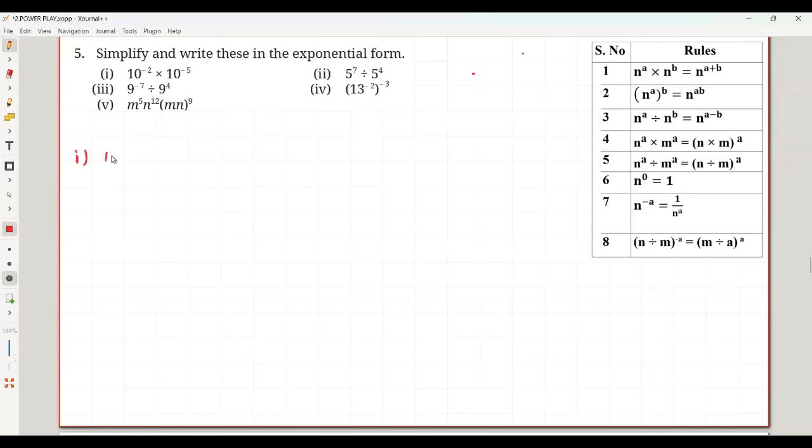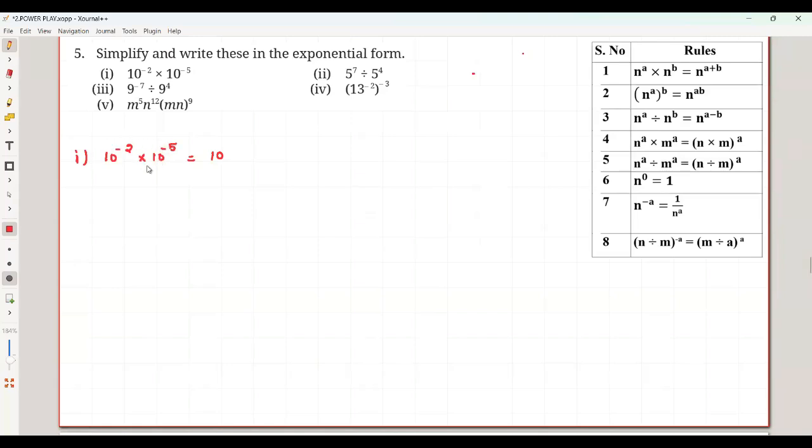Is given 10 to the power minus 2 into 10 power minus 5. So both are having the same base. Keep the same base and add the power. This is in the form of n to the power a into n to the power b. First formula.